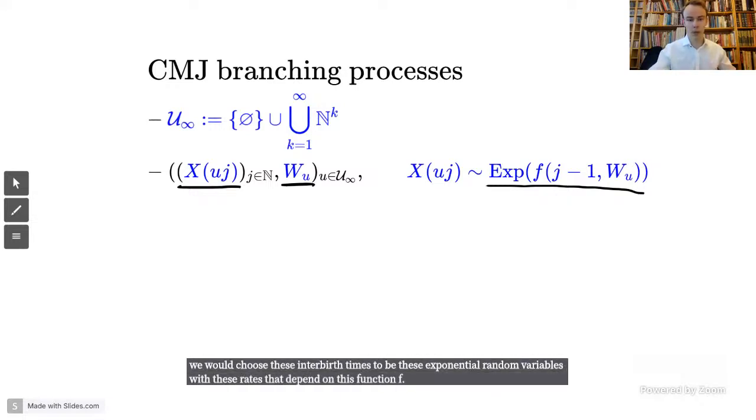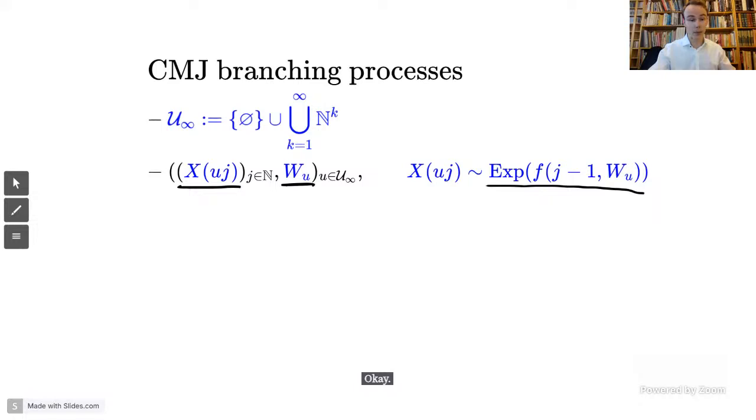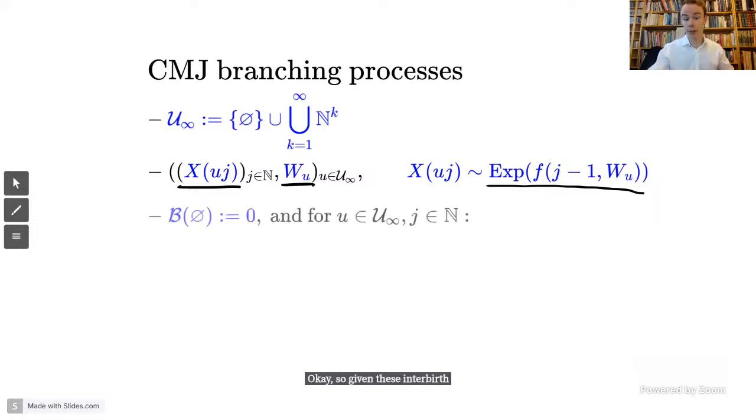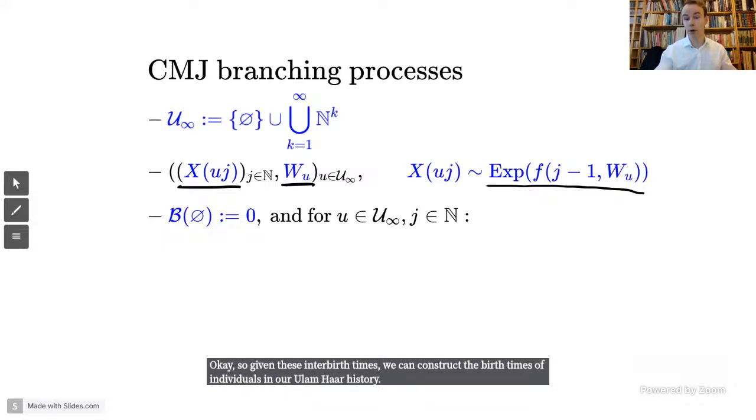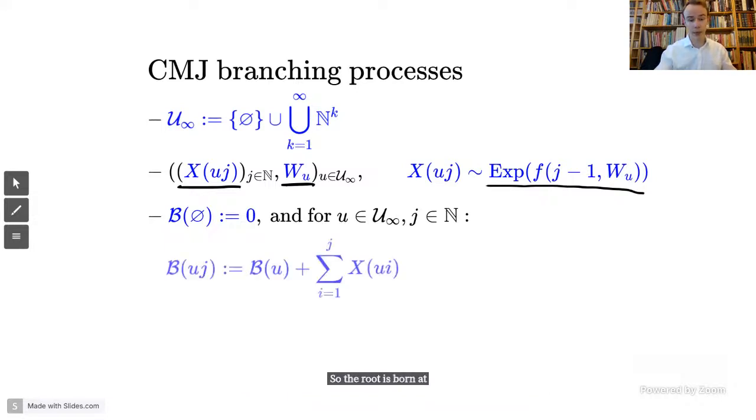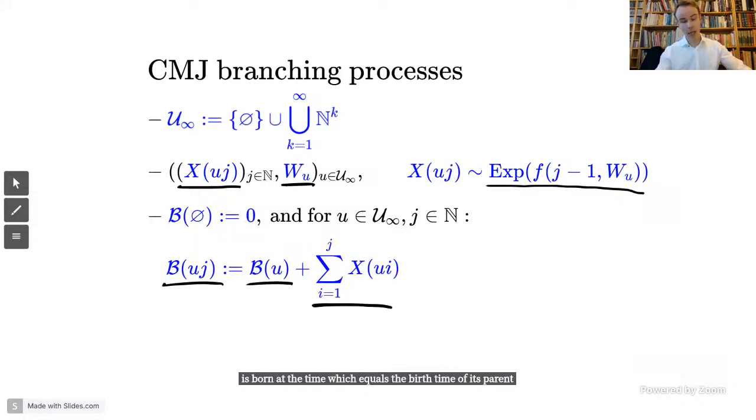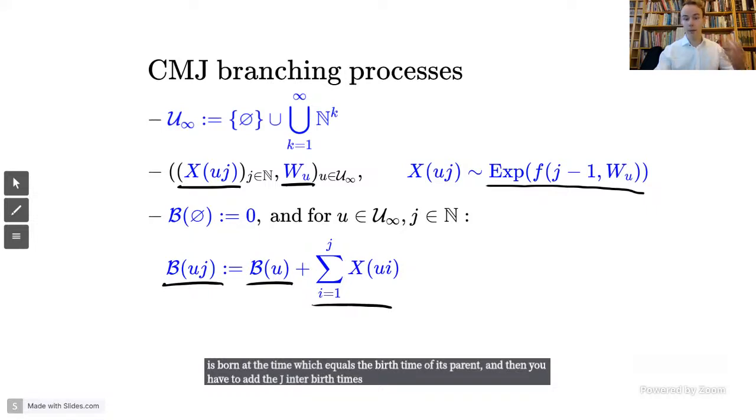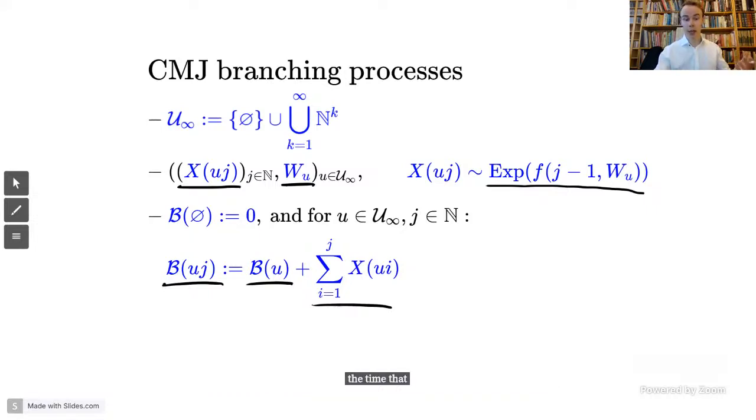Okay, so given these interbirth times, we can construct the birth times of individuals in our Ulam-Harris tree. So the root is born at time 0, and then recursively we can say that an individual UJ is born at the time which equals the birth time of its parent, and then you have to add the J-th interbirth time, the time that the parent needs to give birth to its J-th child. Okay, so nothing surprising there, I hope.